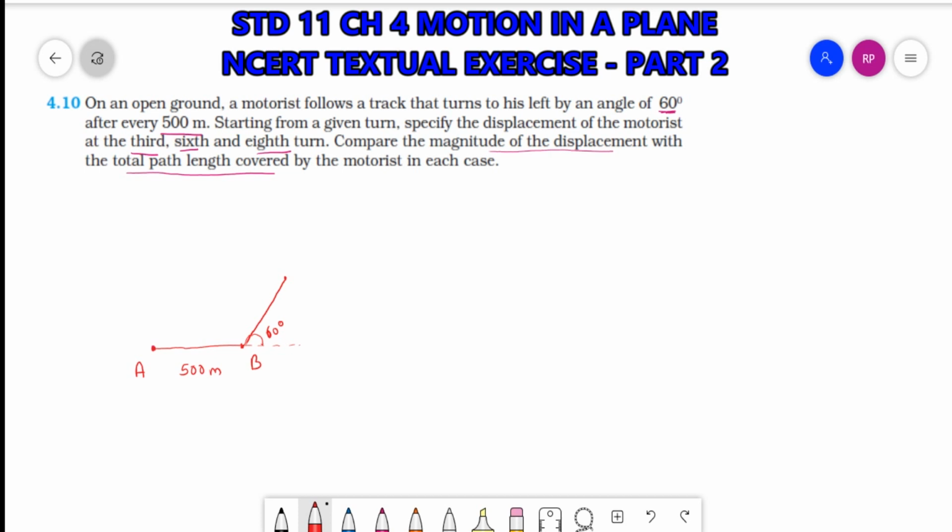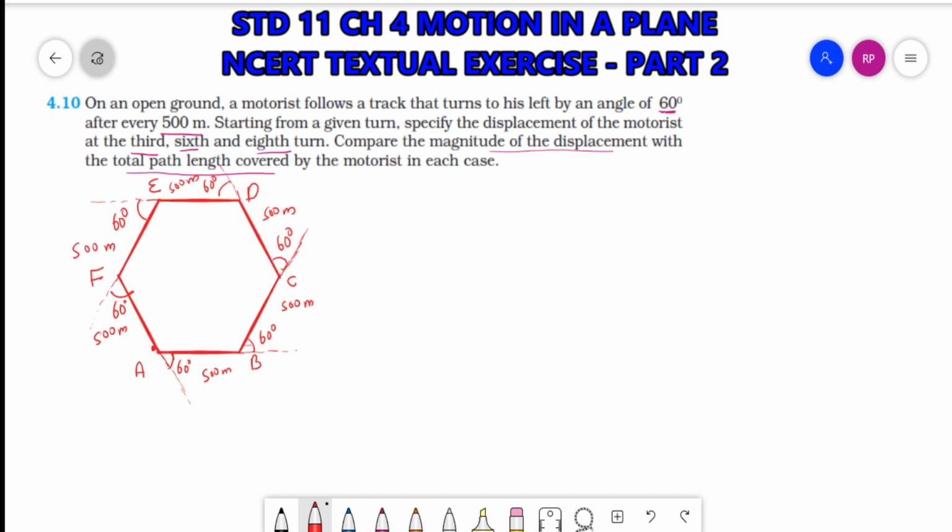Then again takes the turn to the left of 60 degree. So let this be 60 degree. And again repeat, this is 500 meter. Again repeat this. Clear? So let me complete this figure.